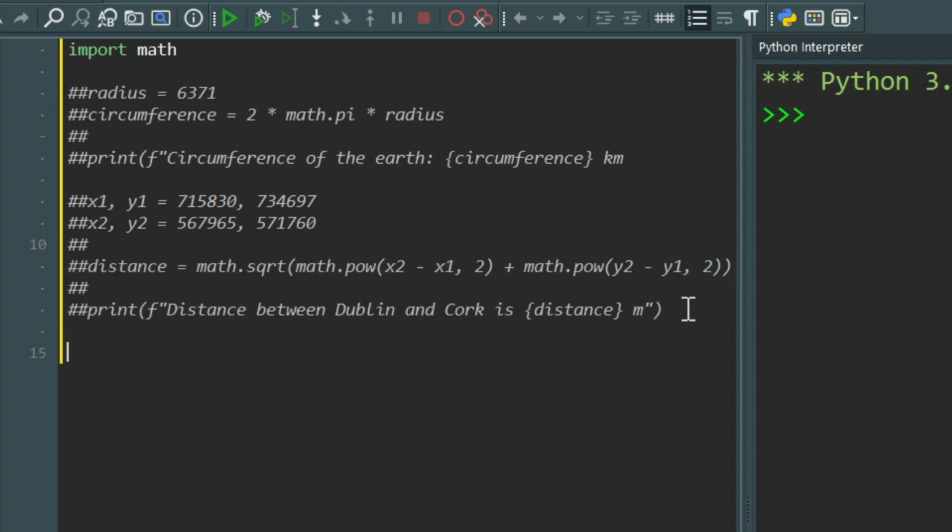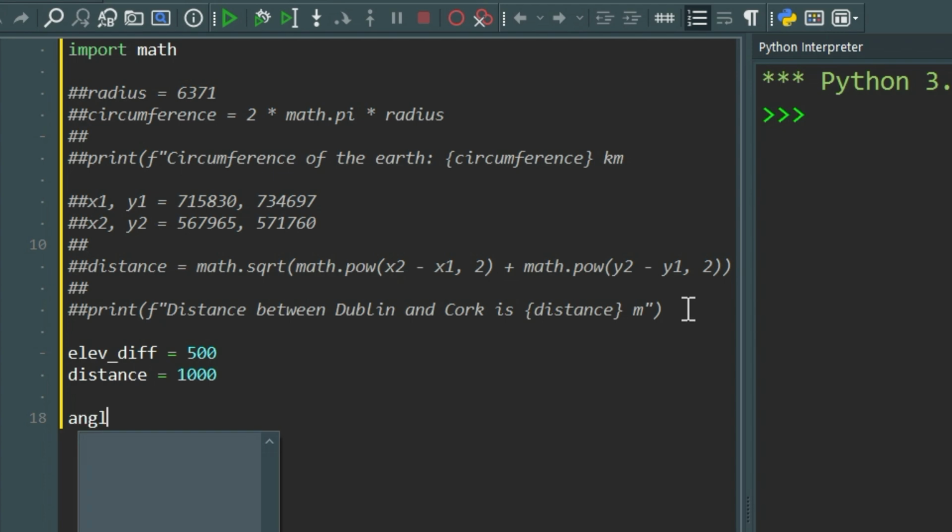We can calculate the angle of elevation between 2 points. Let's say we know the points and we know the elevation difference. So say the elev diff equals 500 meters, and we've already calculated the distance between the 2 points, and that is a kilometer apart, 1000 meters. Now we want to calculate the angle of elevation. Set that to equal math.degrees because it's an angle, so we want it in degrees.